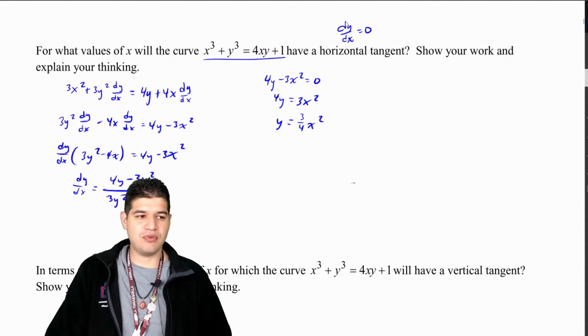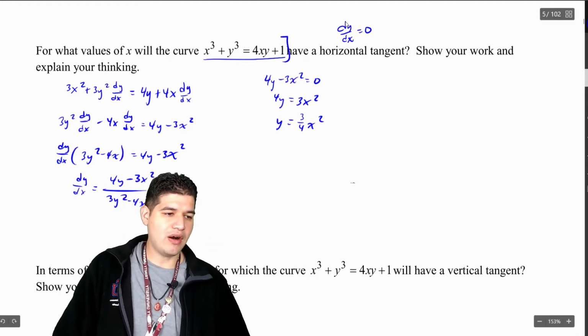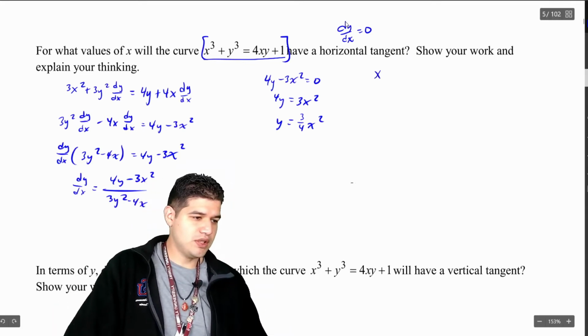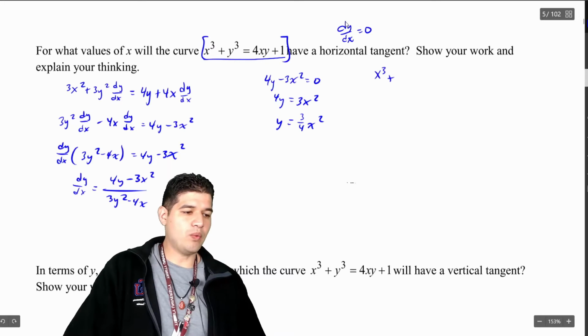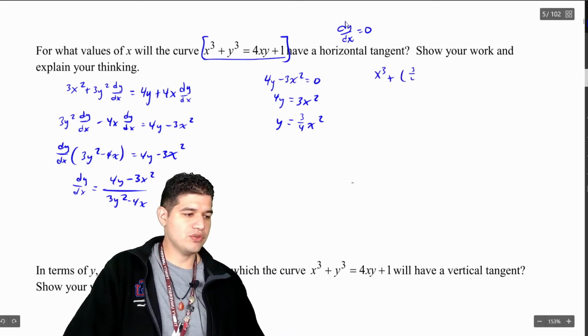Because we want to find what values of x this will happen for, I'm going to substitute this back into the original equation above. So I'm going to get x cubed plus y cubed, but y we just found is 3/4 x squared. So (3/4 x squared) cubed equals 4x times 3/4 x squared plus 1.